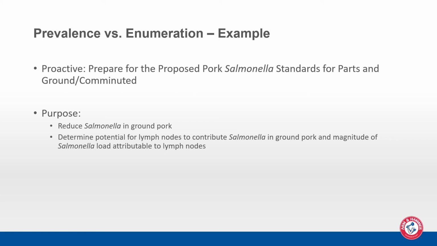And eventually we'll come up with an objective that says, hey, we want to determine the potential for lymph nodes that contribute to salmonella in ground pork and the magnitude of salmonella load attributable to those lymph nodes, right? So what that objective tells us is we're going to do a study that encompasses both prevalence and enumeration. The prevalence of salmonella in lymph nodes, and then the load or enumeration of salmonella within those lymph nodes. Give you two different stories there.